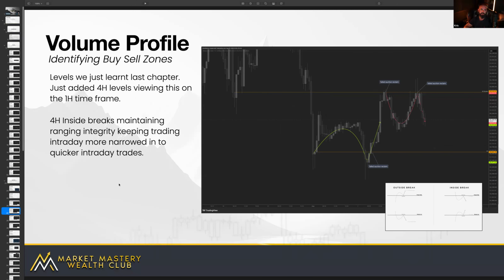Levels we just learnt last chapter again, added 4 hour. So I'm using some 4 hour levels. I dropped to the 1 hour time frame to make this clearer and easier. So I marked the levels on the 4 hour, then dropped to the 1 hour time frame, which is what we're looking at. 4 hour inside breaks, maintaining range integrity, keeping trading intraday, more narrowed into quicker intraday trades. Okay, so that's this side, the inside break. So we've obviously made the 4 hour level through here on the 4 hour chart, it comes down through. It spends a few hours putting in a Morningstar reversal, ugly for a Morningstar reversal. Let's count it anyway. Morningstar reversal in, it reclaims, and that is from there.